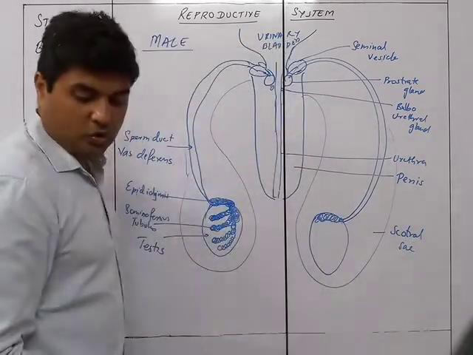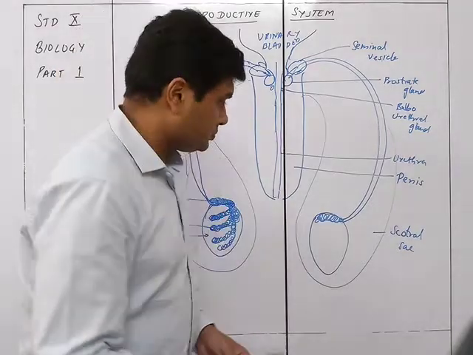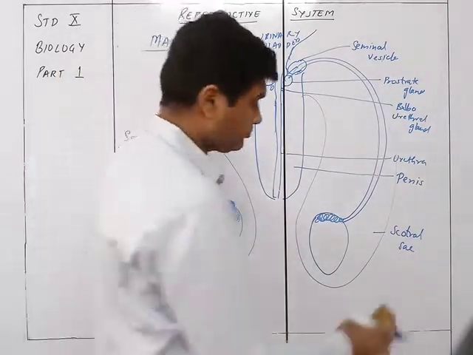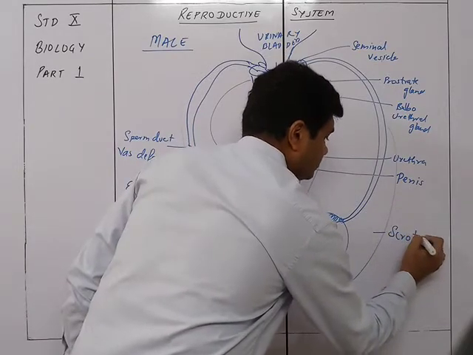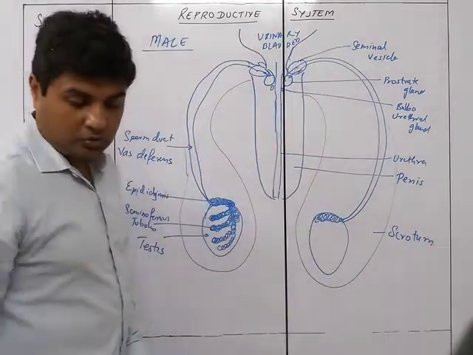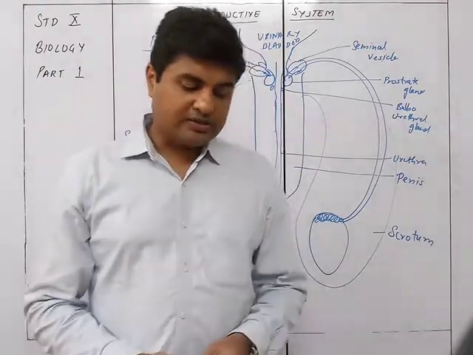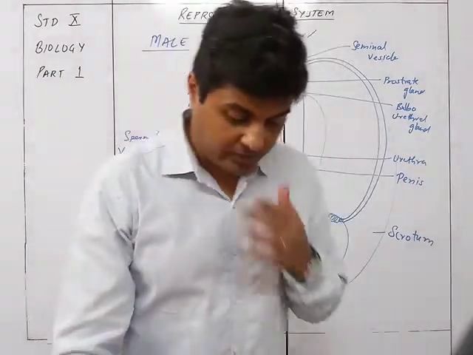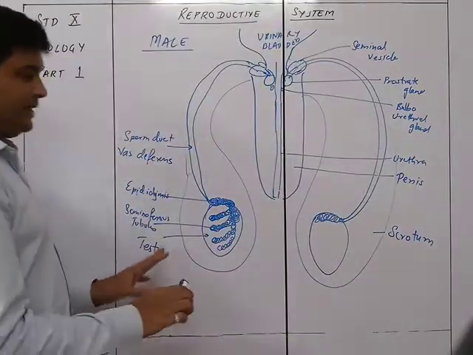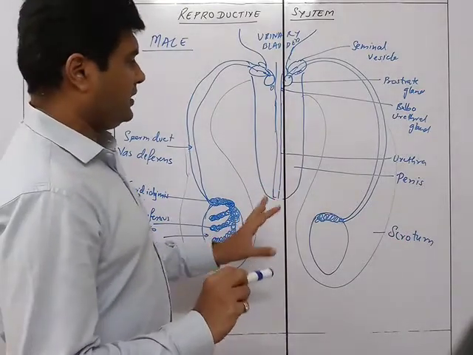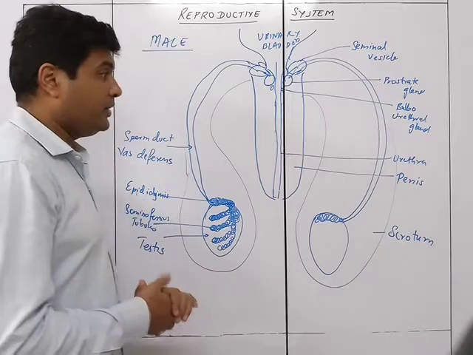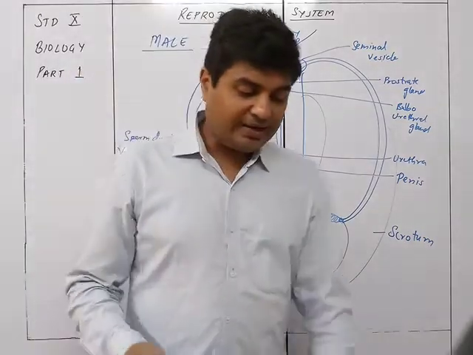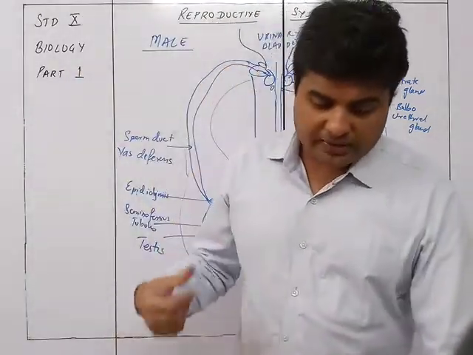Okay, so the scrotum or the scrotal sac is what you are having over here. So this is the general figure of the male reproductive organ. So let's see one by one, and then I'll explain to you what the different things are out here.